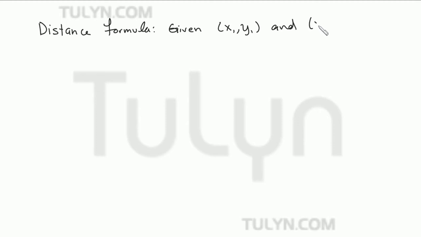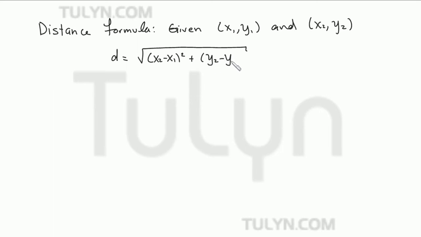So let's derive the distance formula for the distance between any 2 points on the plane. To remind you what we're trying to accomplish, let's restate the distance formula. The distance formula says, given 2 points, one at coordinates x1, y1, and one at coordinates x2, y2, the distance between them is given by the square root of (x2 minus x1) squared plus (y2 minus y1) squared.